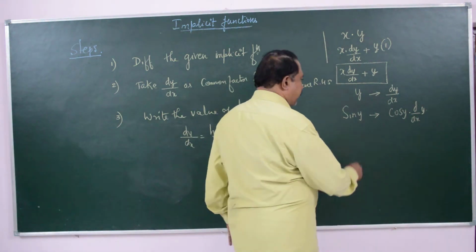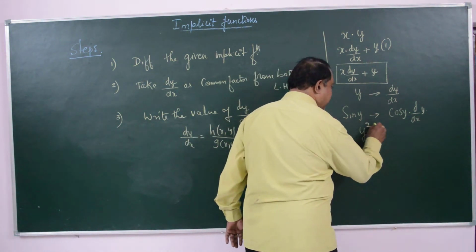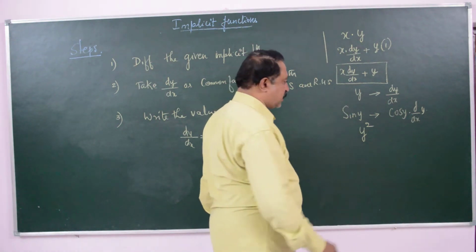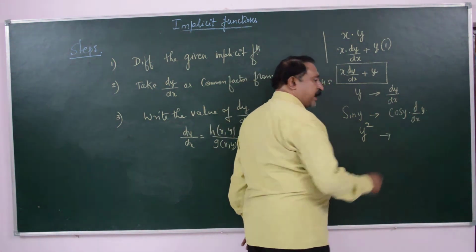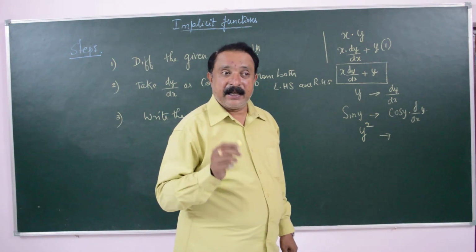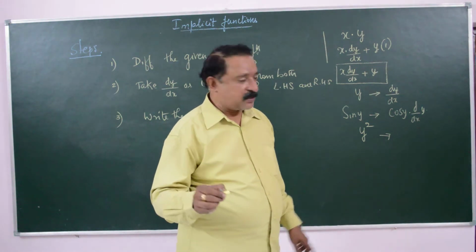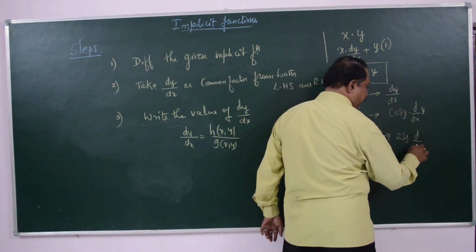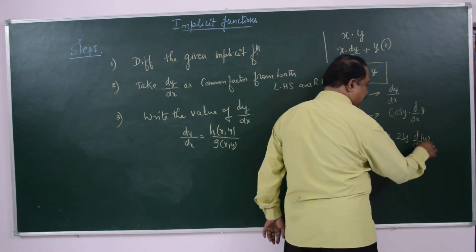Or you may be required to differentiate a term like y square. You are differentiating y square with respect to x. What will be your answer? What do you get if you differentiate x square with respect to x? 2x into d by dx of x. So here it is 2y into d by dx of y, that is dy by dx.